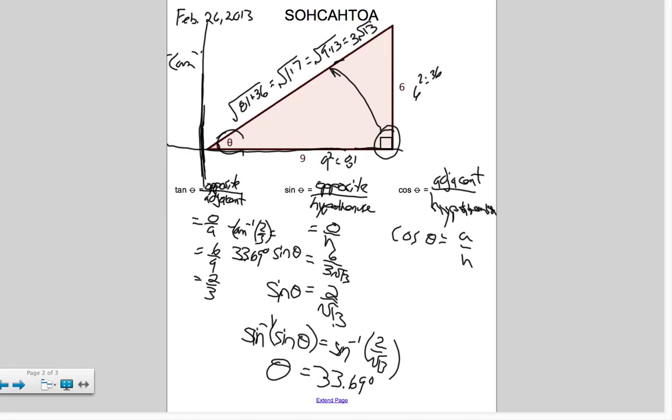So for cos of theta, what's the adjacent side? 9. And what's the hypotenuse? 2 over root 13. So cos of theta is 3 over... wait a minute, it's not over 2 root 13. It's over 3 root 13. So it's really 3 over square root of 13.